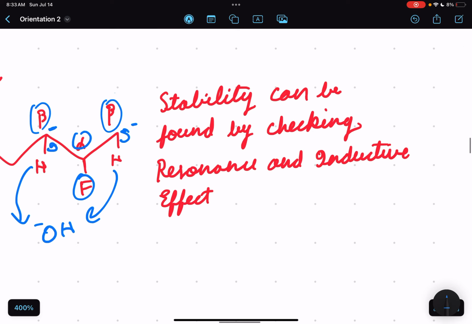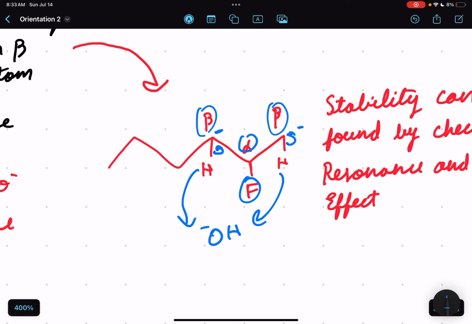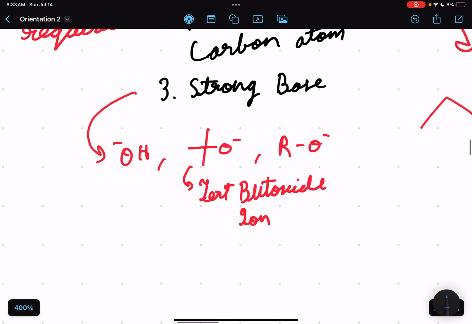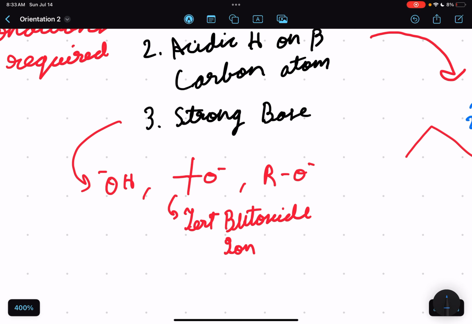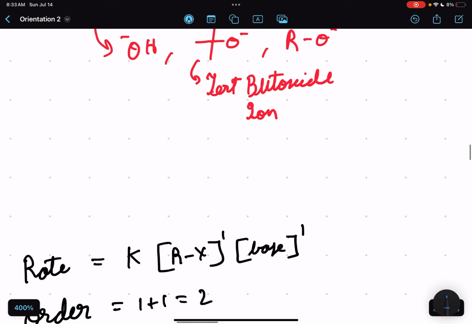For the stability, we have to find it by checking the resonance and the inductive effects. As you can see here, this is a 2 degree beta carbon atom and this is a 1 degree beta carbon atom. Negative charge is more stable on lower degree carbon atoms, therefore this is the more stable negative charge, so this is going to result in the major product. Now if we move on to the next condition, it's a strong base, which can be things like OH minus, a tert-butoxide ion, or RO minus.